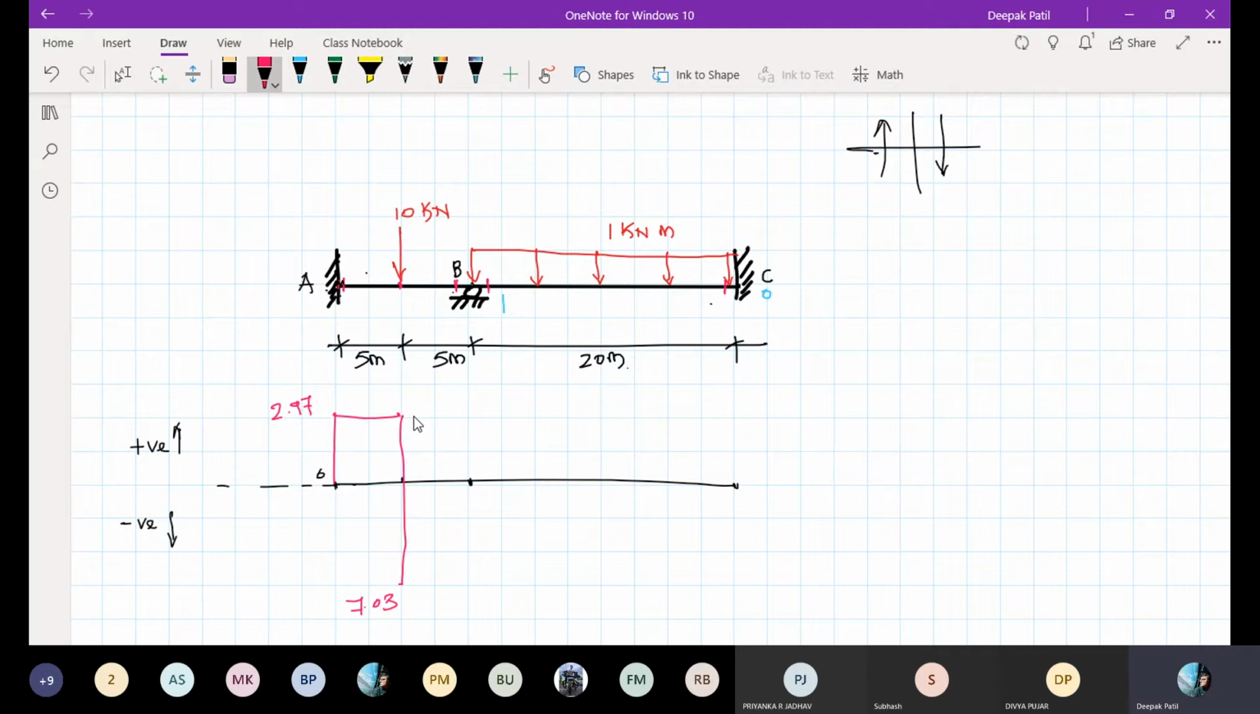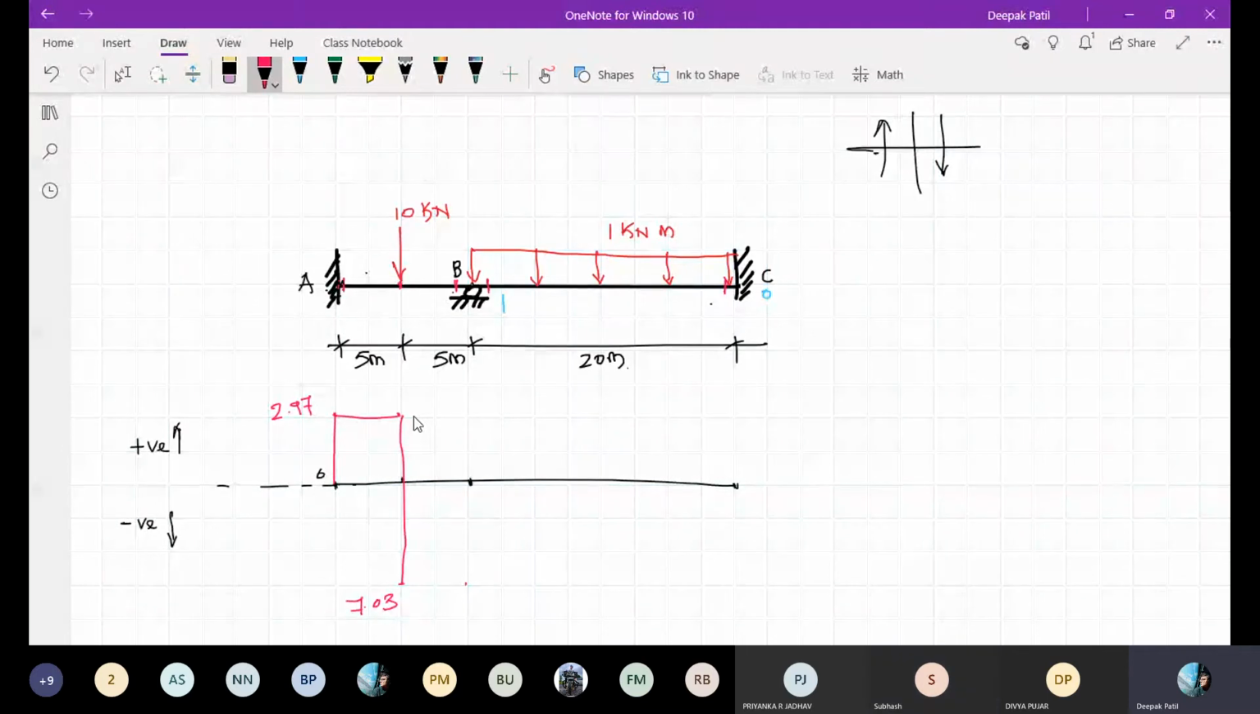Okay, now from here up to this point, how will be the variation of the shear force diagram? Straight line, inclined, or parabola? Inclined. Why will it be inclined? You see here, from this point up to this point there is no load, right? So it should be a straight line.